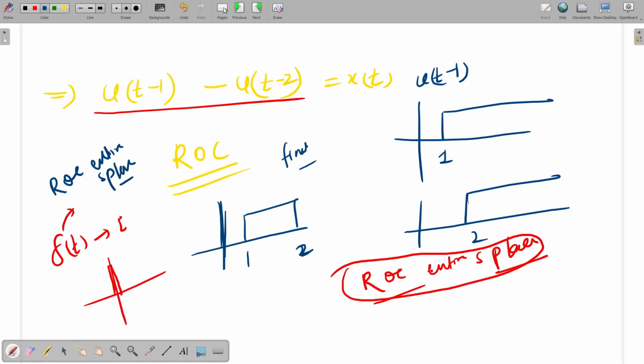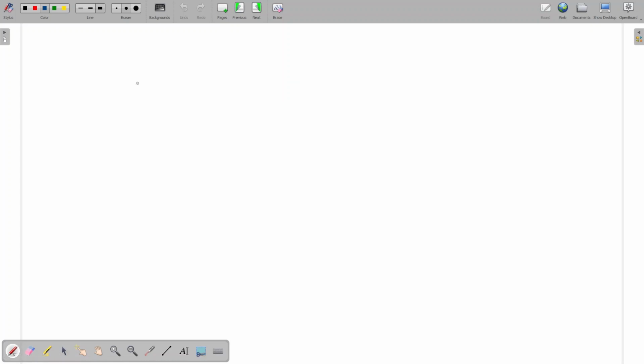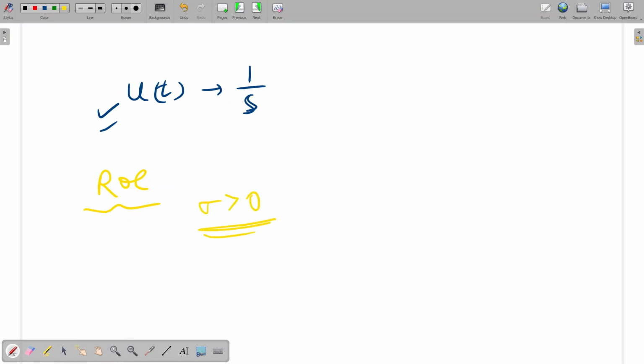And one more question I am giving all of you. What is the ROC of a step function u of t? u of t Laplace is 1 by s. What should be the ROC of this one? Region of convergence. Can anyone tell? What should be the ROC of a step function? I think it is sigma greater than 0. That will be the ROC.